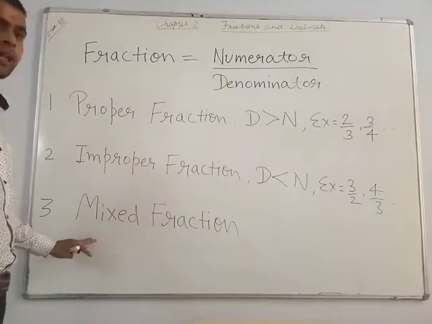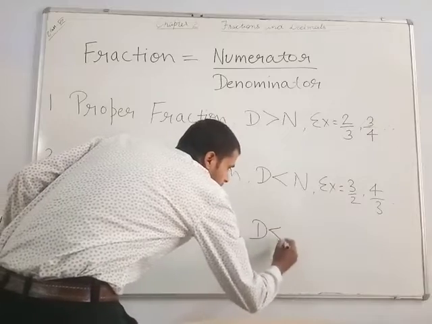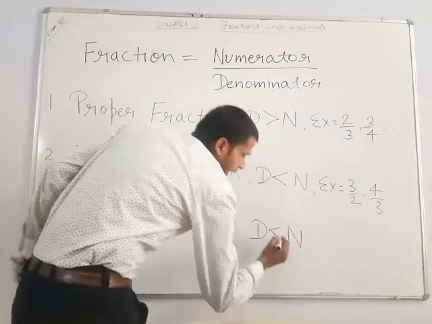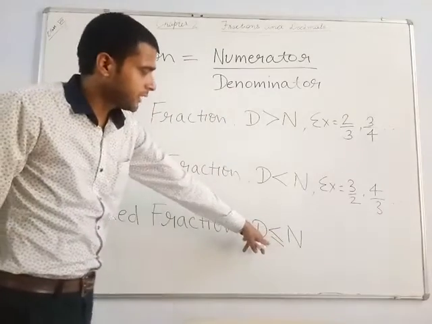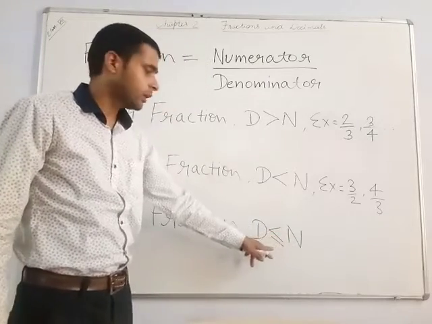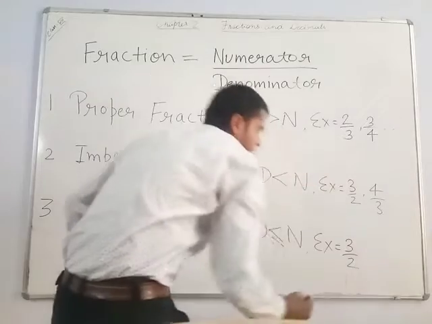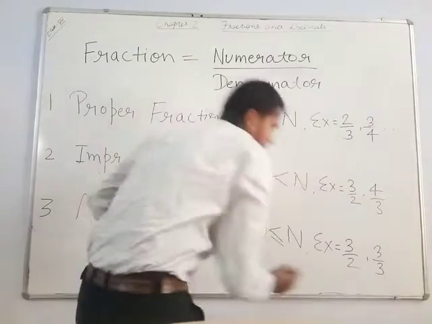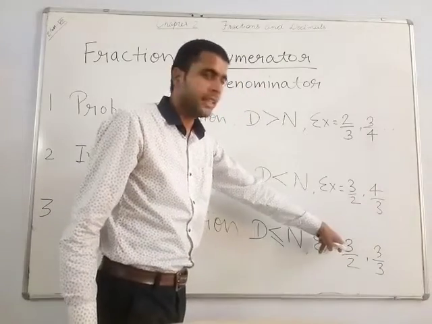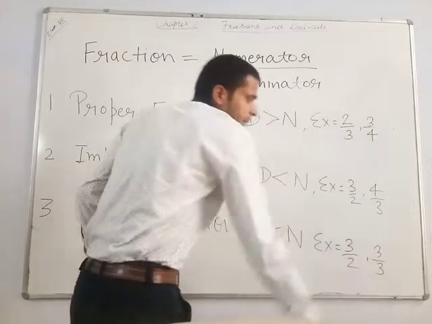And third, mixed fraction. A mixed fraction is the same as an improper fraction, meaning the denominator is less than the numerator. One more condition is that either the denominator is less than the numerator or equal to the numerator. For example, see this, 3 upon 2 or 3 upon 3. In the first case, the denominator is less than the numerator, or in the second case the denominator is the same as the numerator.